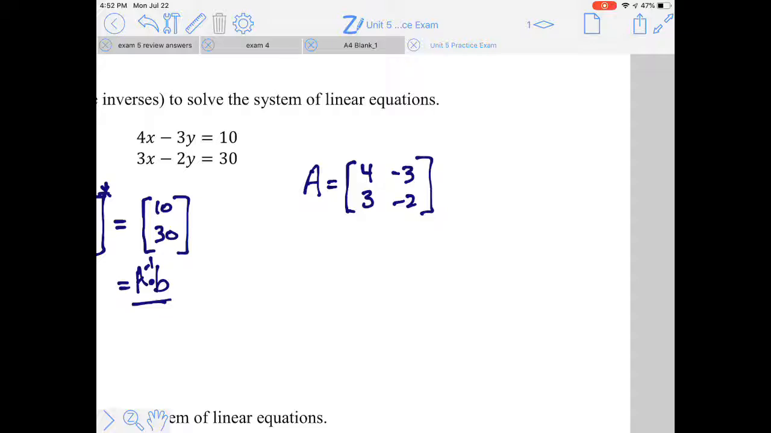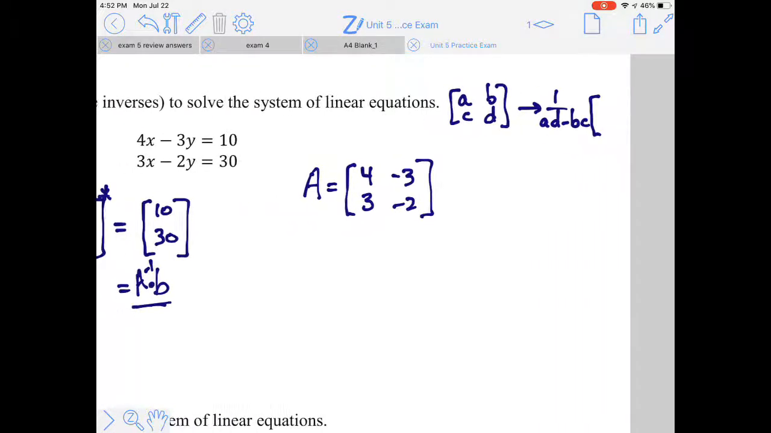There aren't many formulas in chapter 6 you got to remember, but this is one of them. If we have a matrix A, B, C, D, do you remember what the formula was? So you switch D and A, so negative B, negative C. Yeah, so you got to use that formula for matrix A to find the inverse.